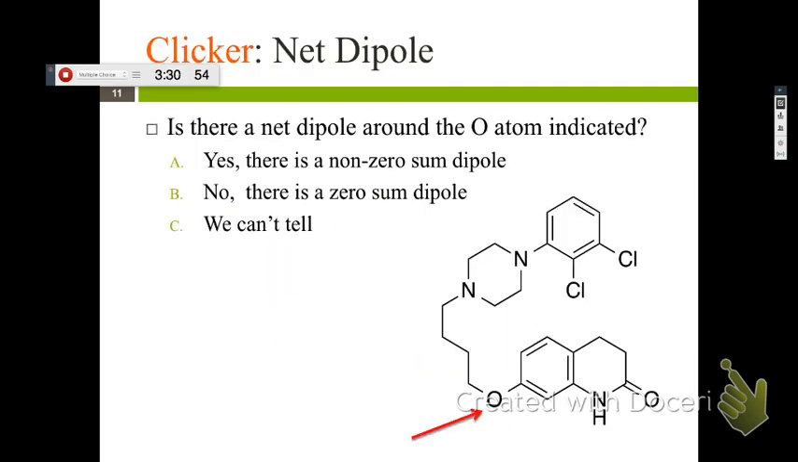So what you should do for practice before our next class is to look at the molecule that we were looking at before, go around to each individual atom, and determine is there a net dipole or not. So go through those steps. Are there polar bonds? If there are polar bonds, what is the molecular shape and how does that determine what the net dipole is? All right, we'll see you guys on Wednesday. We'll be talking about hybridization.